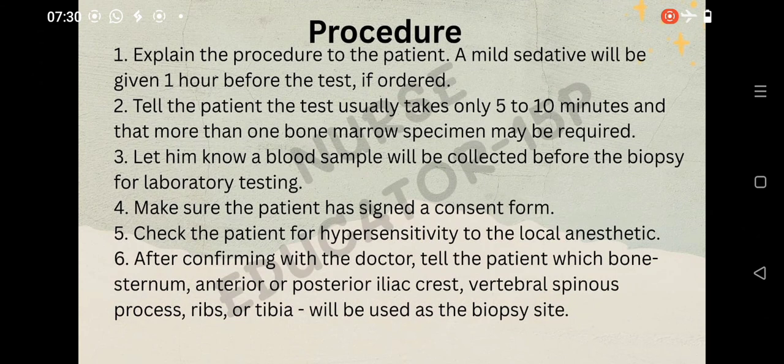Make sure the patient has signed a consent form. Check the patient for hypersensitivity to the local anesthesia. Before giving the anesthesia, a test dose should be given to see if the patient has any hypersensitive reaction. After confirming with the doctor, tell the patient which position to take. The sternum, anterior or posterior iliac crest, vertebral spinous processes, ribs or tibia can be used as the site.